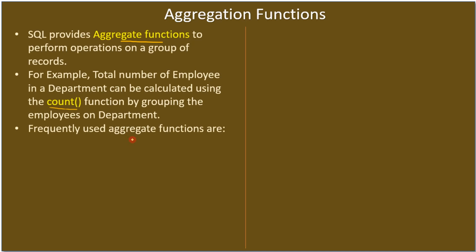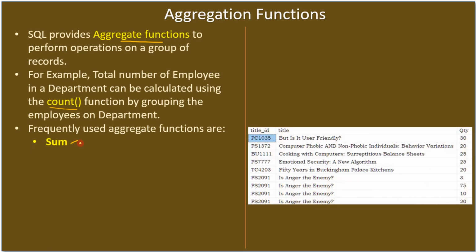Frequently used aggregate functions are, so sum is one aggregate function, and here if you see, sum means it will add up all the quantity. Suppose we are applying sum to all the records, the sum of quantity, so that's what the sum is. And if you see, the sum is applied to the whole group of records, so whatever is displayed here, for all the records, sum will be applied.